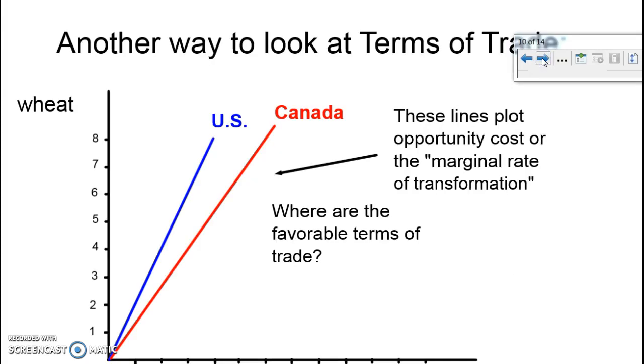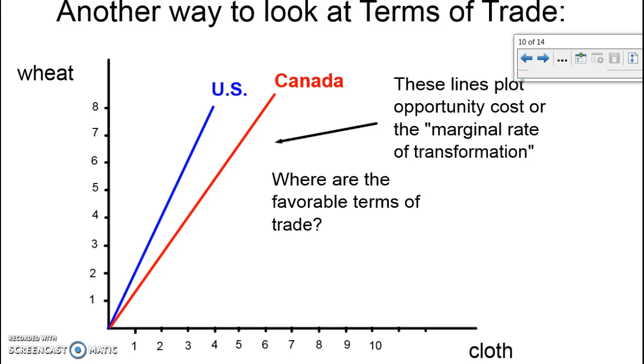Another way to do it, and we don't really do this very much, is you can actually plot the various points, the various combinations that are available to a country like this. Okay, and this is the marginal rate of transformation. So you can see in the United States, one possibility is 2 wheat and 1 cloth. Another is 4 wheat and 2 cloth. You plot that for the U.S. and for Canada, and any combination in between is going to be acceptable.